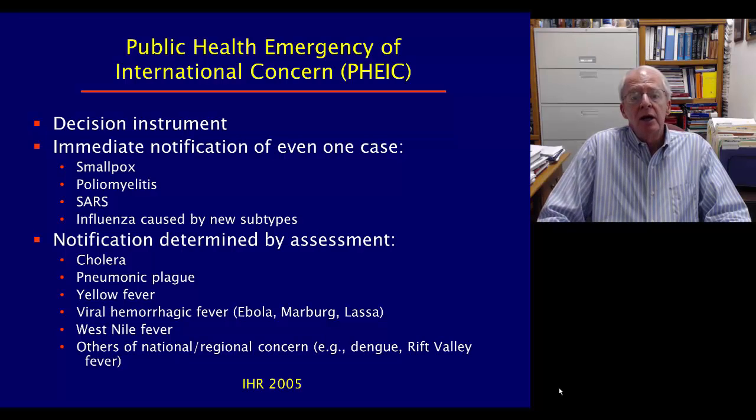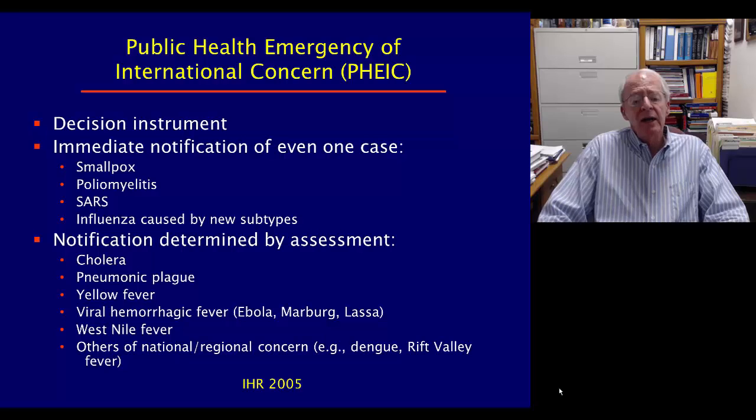The report discusses public health emergencies of international concern. The H1N1 pandemic was the first of those since the issuance of IHR 2005, and now we're in the midst of the second with the Ebola viral disease epidemic in West Africa. The report contains a decision instrument for countries to use. It requires immediate notification of even one case of smallpox, polio, SARS, or influenza caused by new subtypes.